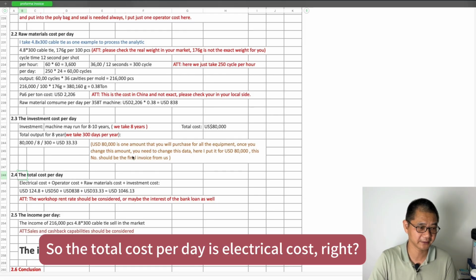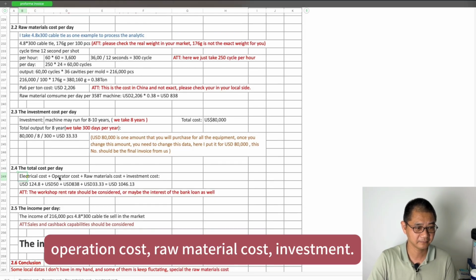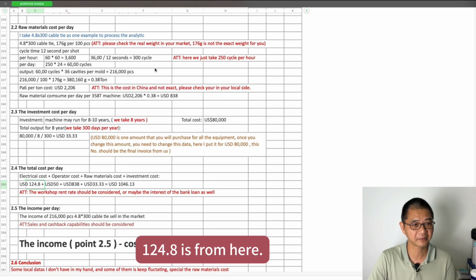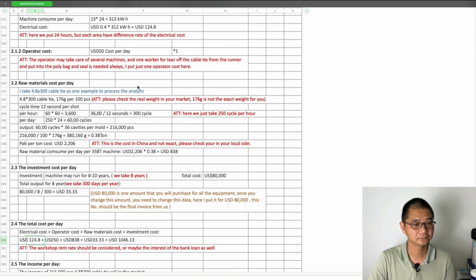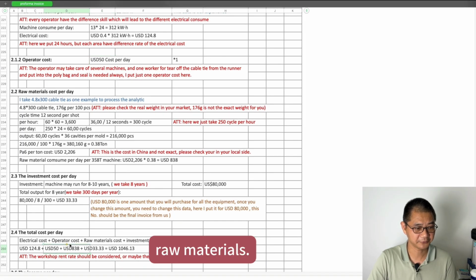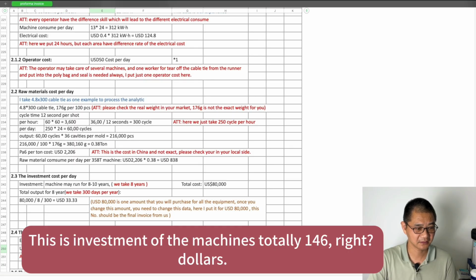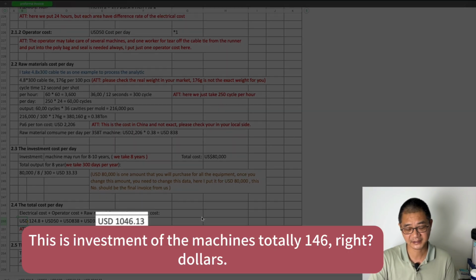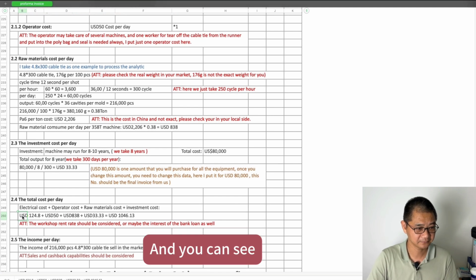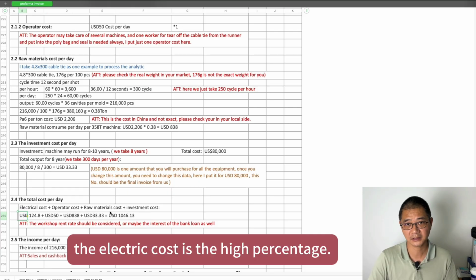So the total cost per day is electric cost, right? Operation cost, raw material cost, investment. 124.8 is from here. This one, right? And the operator, raw materials. This is the investment in the machines. Totally 1,046, right? Dollars. And you can see the electric cost is a high percentage.